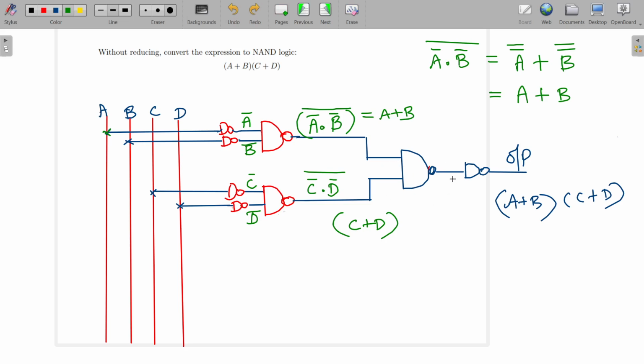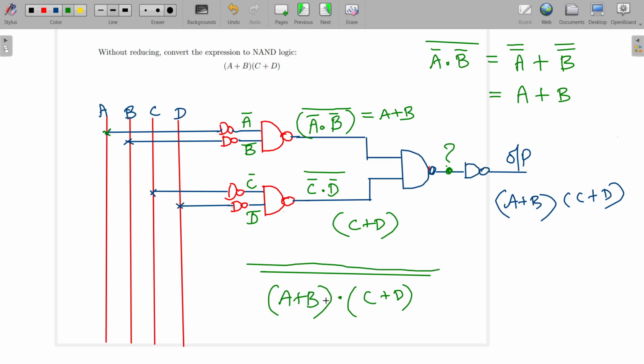Whenever they are the inputs, what would be the output available at this point? It's nothing but (A plus B) dot (C plus D), the whole bar. That would be available at this point. After that, again you are going for an inversion, or NAND gate, so you will be getting the double bar. Whenever you get the double bar, it gets cancelled, so you will get the values as (A plus B) dot (C plus D). You will get the output like this. This is how it is being implemented. Thank you.